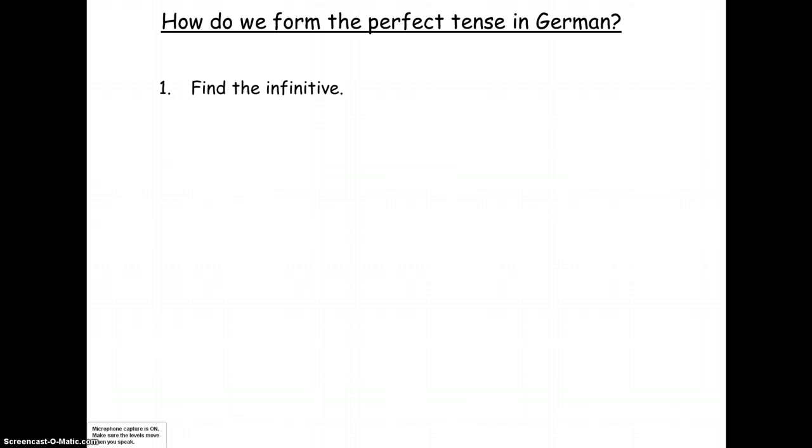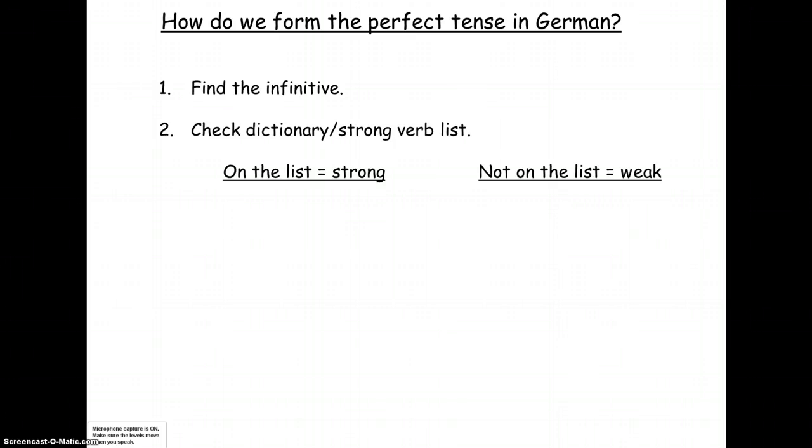First of all, you need to find the infinitive, as in any formation of any tense, from the dictionary or possibly the learning mat, and it will end in an en or an n in German. And when you've done that, you need to check your dictionary or strong verb list. Check the strong verb list in the middle of the dictionary, or the printed strong verb list, and see whether your verb appears on it. If it does, then it's a strong verb, and if it's not, it's a weak verb. And depending on whether it's on the list or not will decide what you do with it.